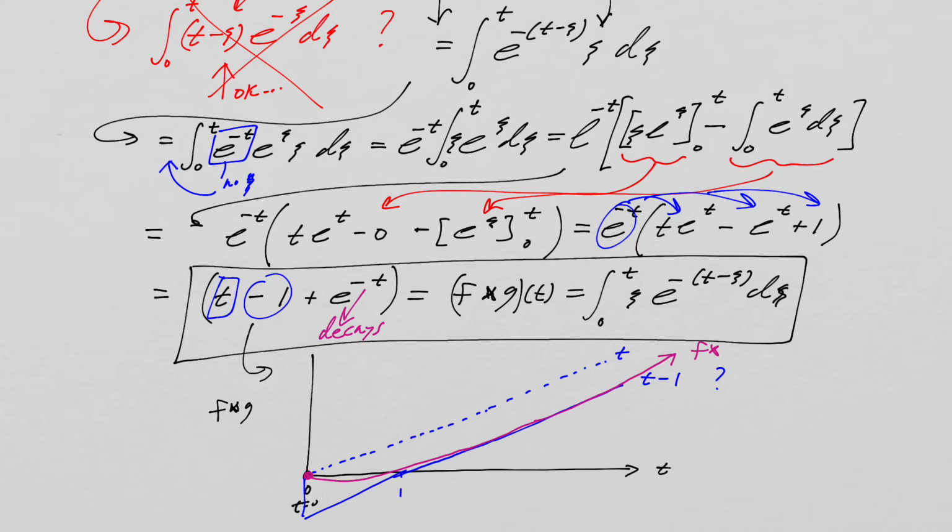So that is f star g of t. It's going to eventually move on to the line of t minus 1, but it takes a little time to get there. So, of course, what does this mean? What are we computing here? Well, we'll worry about that later. Right now, we're just worried about how we compute a convolution integral, and I think we've achieved that goal here. All right, so what I want to do next is talk about a new integral.